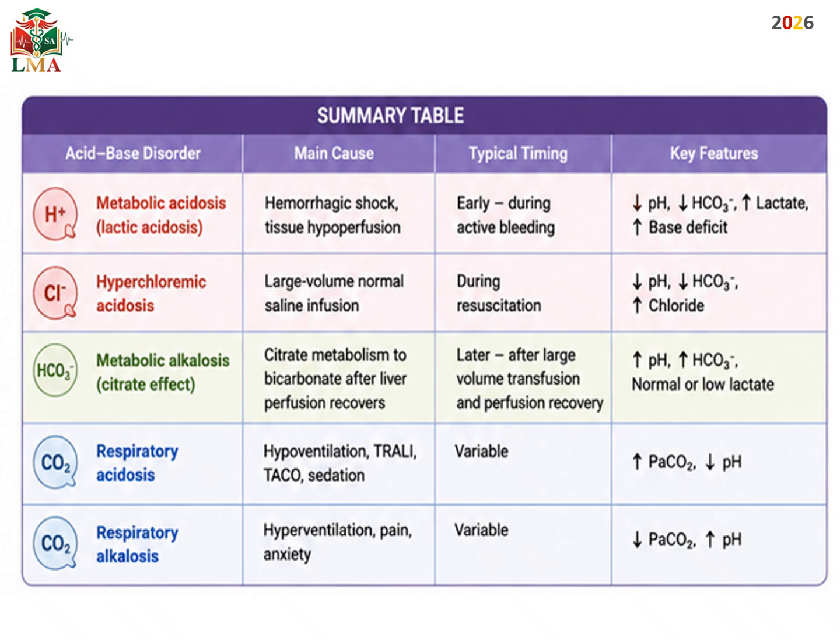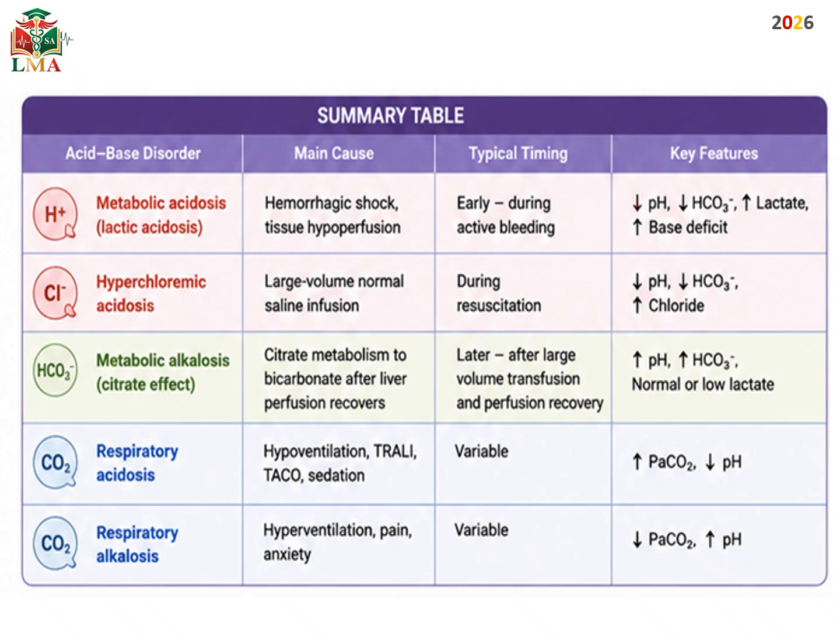Metabolic alkalosis is the citrate effect, and this occurs later on. That is why, if the patient has severe postpartum hemorrhage with massive blood transfusion, she should be kept either in the ICU or in a high dependency unit in the labor room with well-trained nurses, and she should be managed by the senior obstetrician in the team. Citrate is metabolized to bicarbonate after liver perfusion recovers, due to the large volume transfusion, and you will see an increase in the pH and bicarbonate, with normal or low lactate.